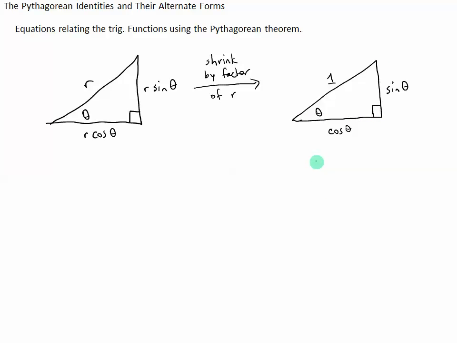So using the Pythagorean theorem, I can see that cosine of theta squared plus sine of theta squared equals 1 squared. And we already know, or may know, that we could rewrite the trig function squared in a different form to avoid writing the parentheses. So if I square the cosine of theta, I can write that as cosine squared of theta plus sine squared of theta equals 1. This is our first Pythagorean identity.